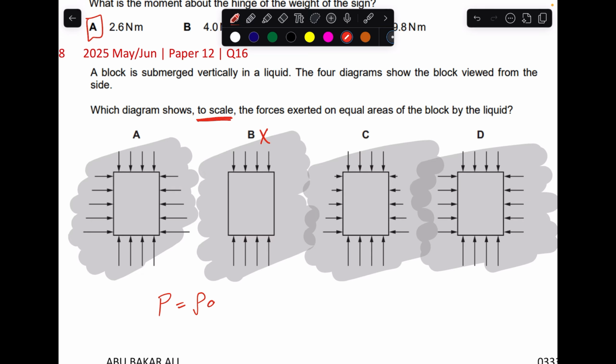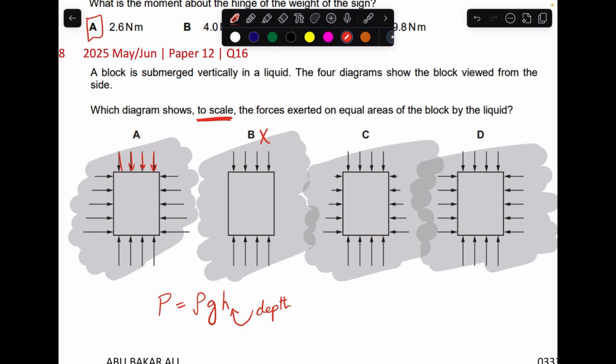rho g h. What is this thing? This thing is the depth. So more depth, more pressure, which means there will be more force. So if you see in these diagrams, they all have the same length.